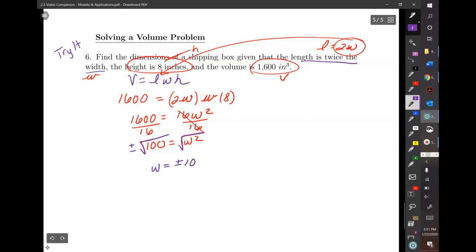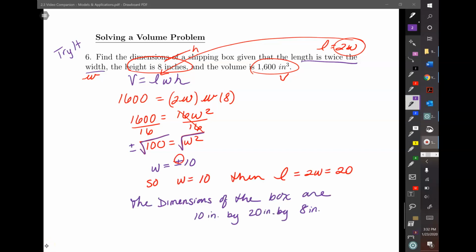Well, we only want the positive for any kind of length. So I choose the positive 10 for W. Then my length is 2W, which is 20. And my final answer is the dimensions of the box are 10 inches by 20 inches by 8 inches, because remember that height was given. So that's it for 2.3.